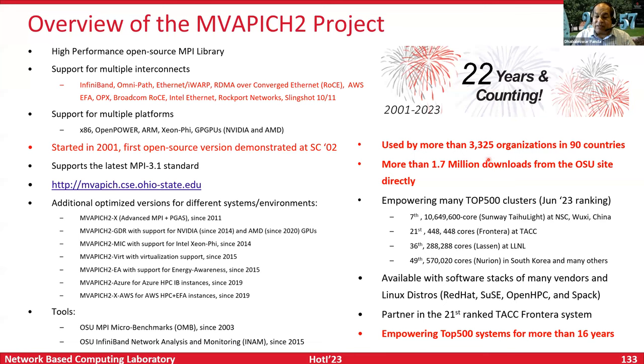More than 3,000 organizations are using it now. When I say organization, like let's say TACC or any one HPC center itself is an organization, in 90 countries. Just from our website, last week we crossed 1.7 million downloads. And our stack is also available with Red Hat, SUSE, OpenHPC, Spack. We don't keep track of those. And over the years, we have extended to all HPC interconnects. So now our MVAPICH library supports all the interconnects. And in the morning tutorial, we indicated that based on this MPI, we are trying to even provide upper level middlewares with respect to deep learning, machine learning, Spark, Dask, all those stacks can now run with MPI.